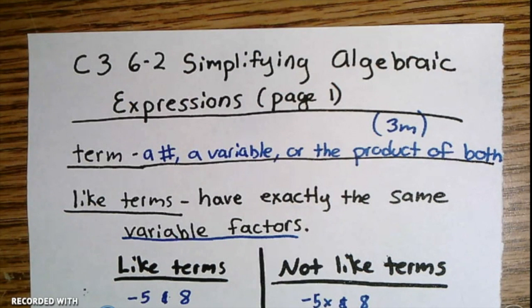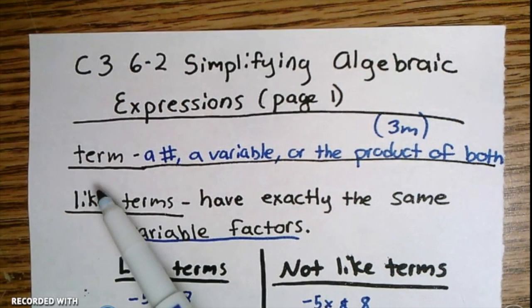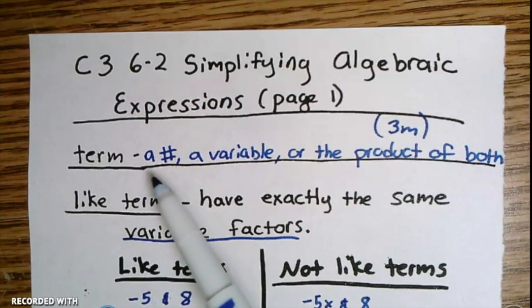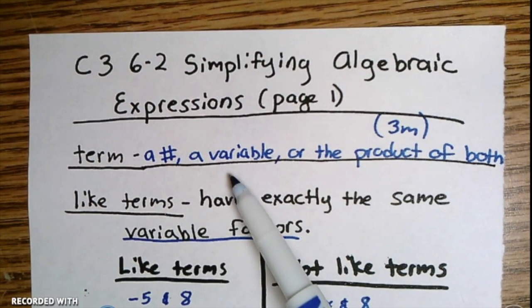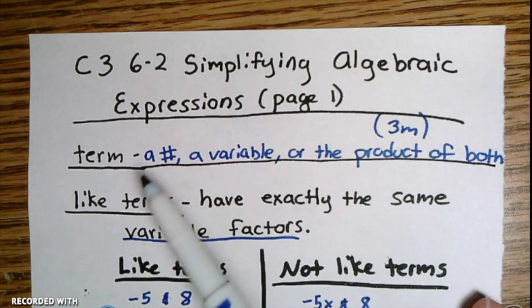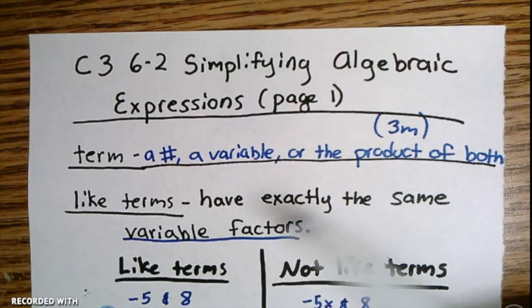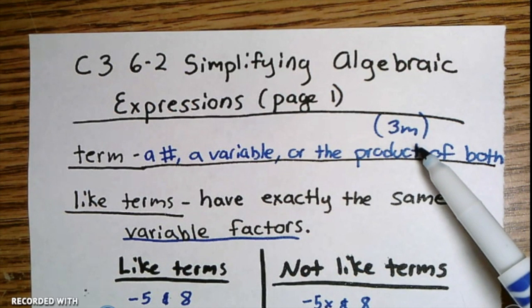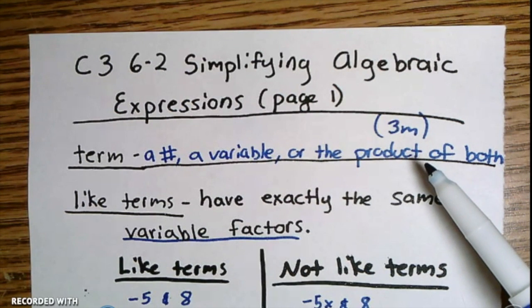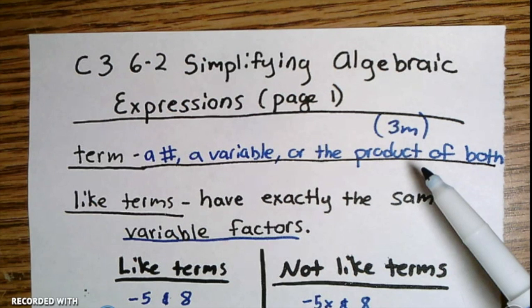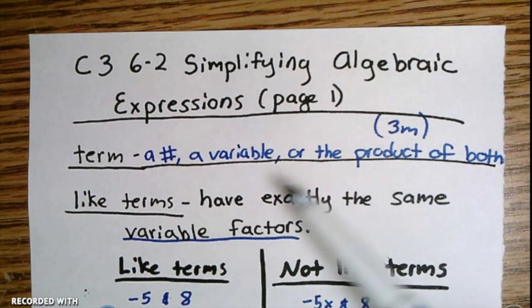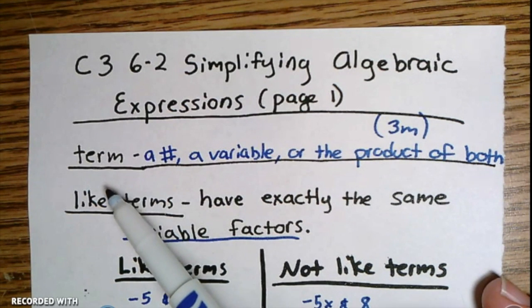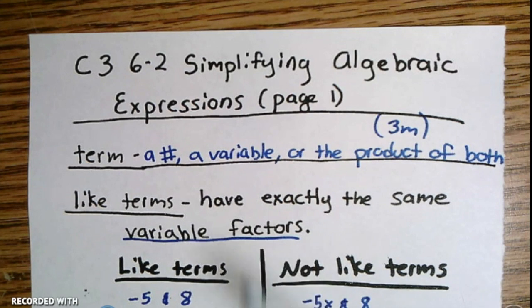And 8th graders. We're here with lesson 6.2 on simplifying algebraic expressions. So the first vocab word we have is term. A term is a number, a variable, or the product of both the number and a variable. So for example, you could have 3m, you could have 2xy, you could have negative x squared. A term is also just 4 or m. So that's what a term is.